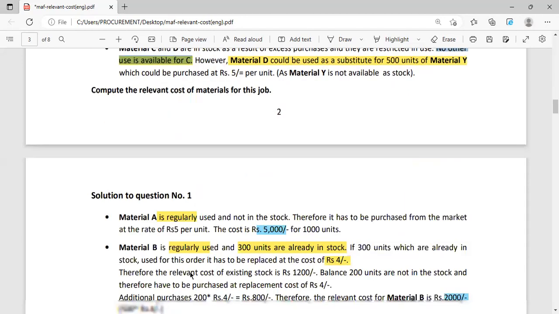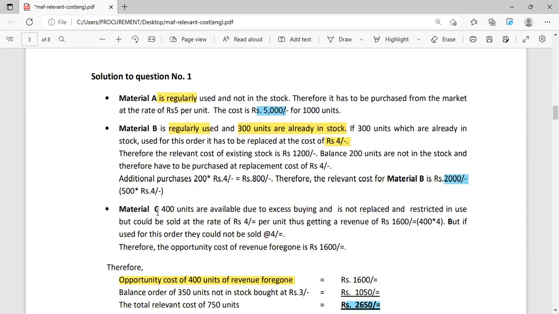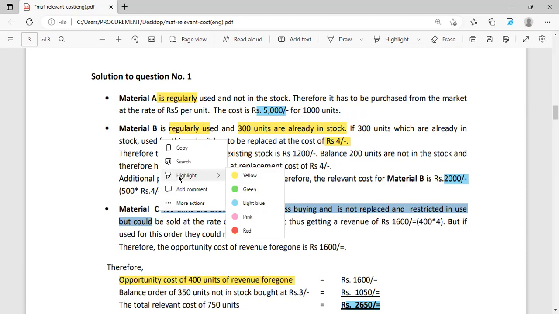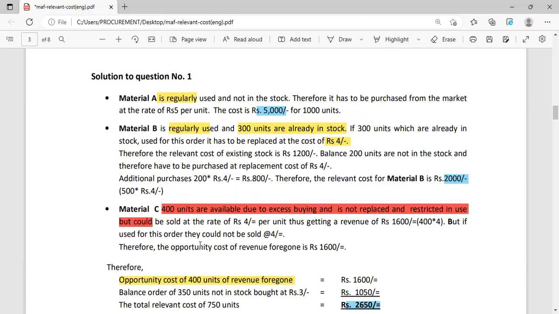Now let's go back to that analysis of C. So material C 400 units are available due to excess buying and is not replaced, restricted in use. They cannot replace it because you are not using it. Why do you need to replace it when you are not using the particular material? That's what the question is saying. So they are not replaced because they are not regularly used. Let me mark this as well as red.